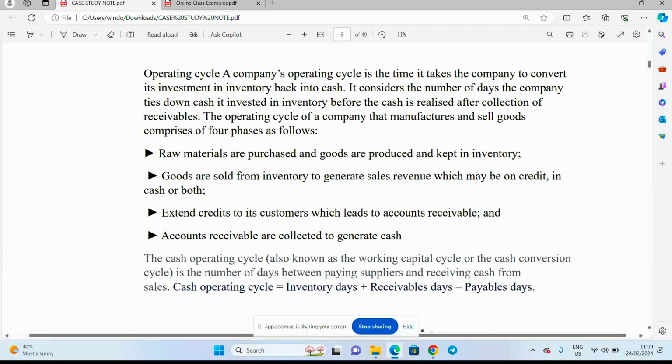Raw materials are purchased and goods are produced and kept in inventory. Goods are sold from inventory to generate sales revenue, which may be on credit, in cash or both. Third, extend credit to its customers, which leads to accounts receivable, and fourth, accounts receivable are collected to generate cash.